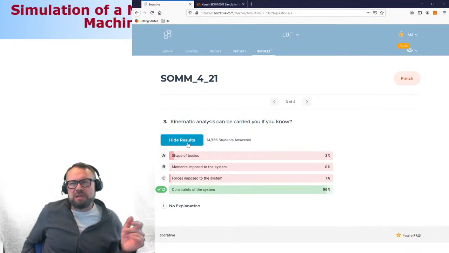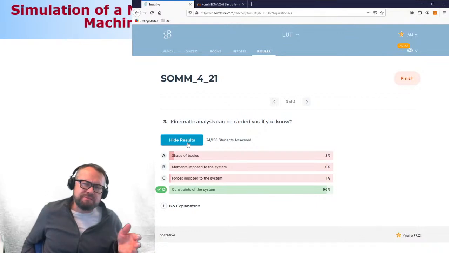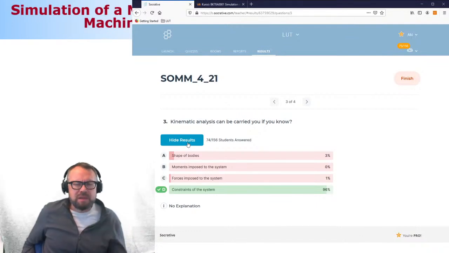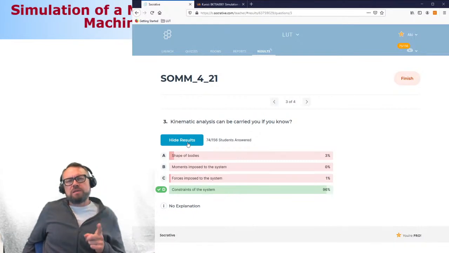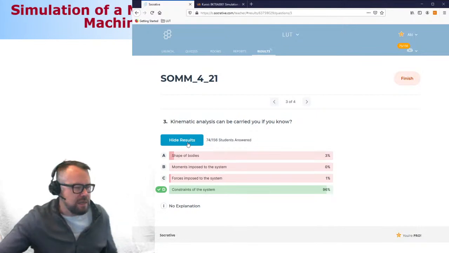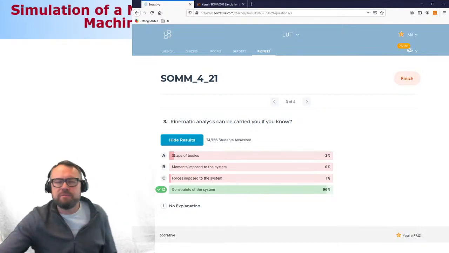Moments. I don't think I have ever mentioned a moment before. Shapes of the body. Well, that's irrelevant information. That's not going to help you to conduct the kinematic analysis. So you need to know the constraints, and only the constraints, because the constraint is the solution for a kinematic analysis. All right, so here's another example for you.